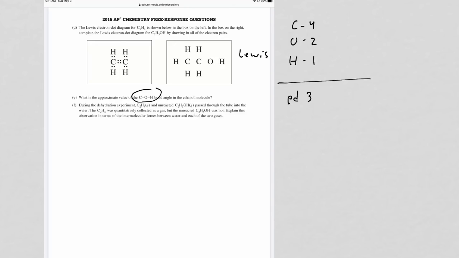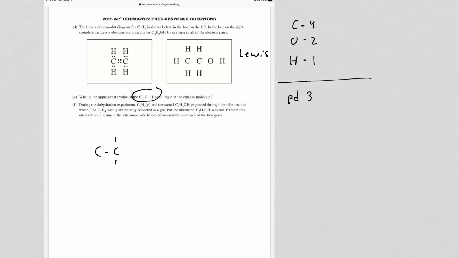It says during the dehydration experiment, C2H4 and unreacted C2H5OH pass through a tube into the water. The C2H4 was quantitatively collected as a gas, but the unreacted C2H5OH was not. Explain this observation in terms of intermolecular forces between the water and each of the two gases. So this is talking about IMFs, and what they want you to see here is this. C2H4 looks pretty darn symmetric.